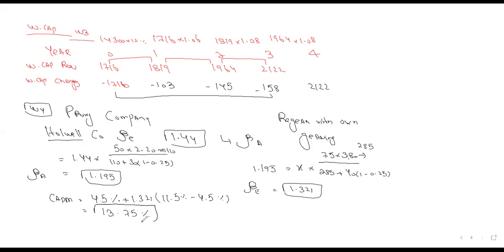Now you have computed the cost of equity. You can compute the WACC. This was 13.75. Value of equity is 285, divided by total value. What is this total coming to? 285 plus 40. How much?